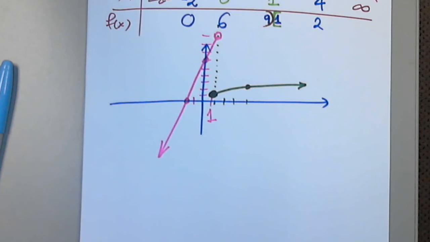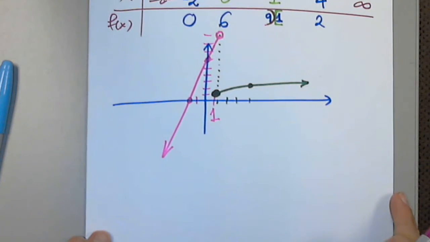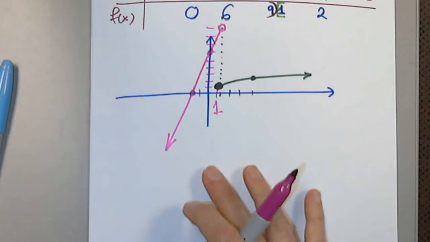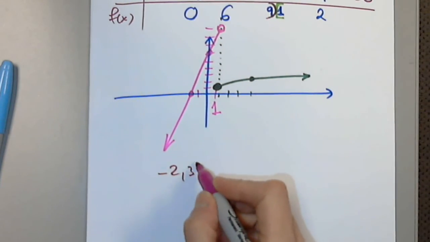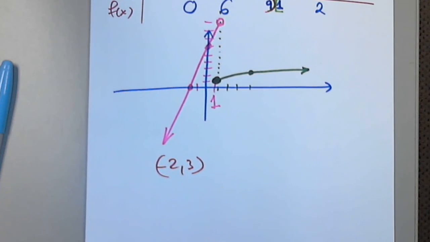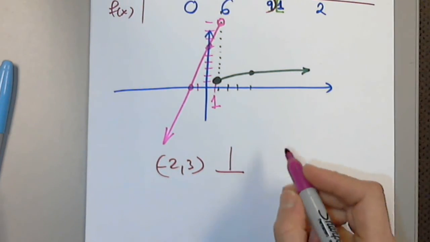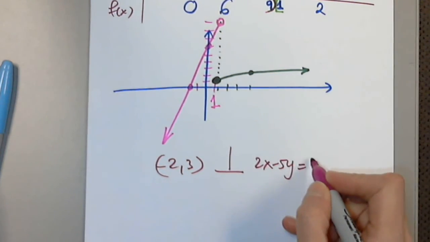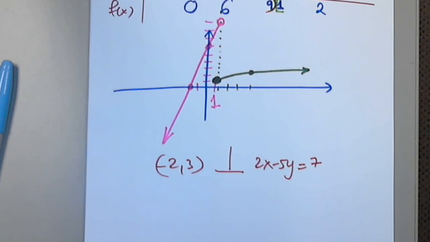Yes, please, Kelsey. Can we do number 3 on the left-hand packet? Yes, very good. So let's do that. We are asked to determine the equation of a line that passes through (-2, 3) and is perpendicular to 2x minus 5y equals 7. Is that correct? Is that the one? Perfect. So what is the first step here?